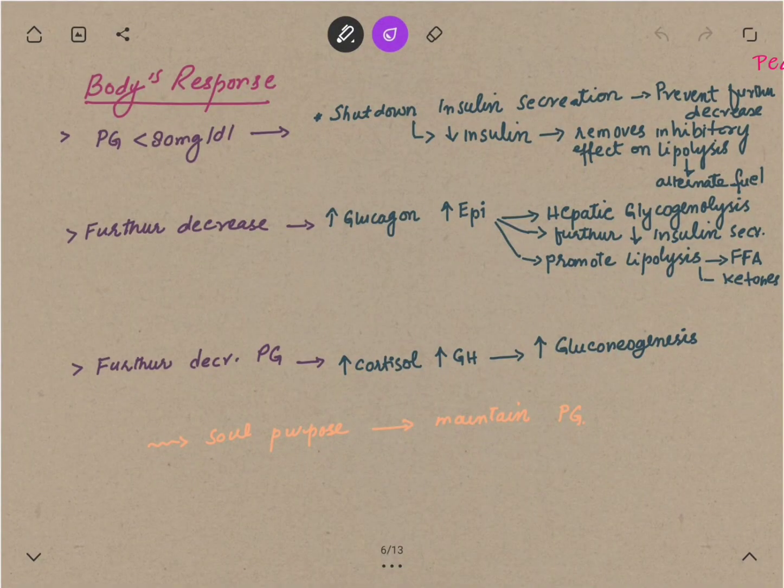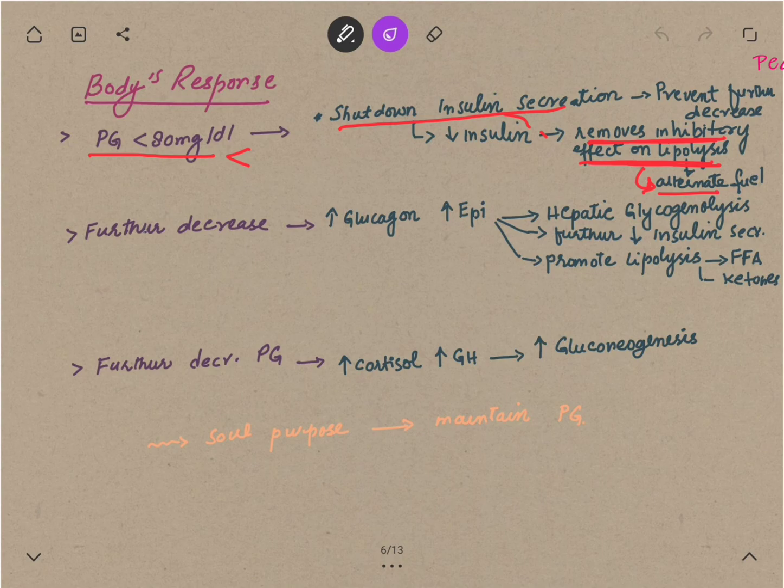Now, in a stepwise response, how does the body respond to hypoglycemia? First of all, when the plasma glucose level falls below 80 milligram per deciliter, the body shuts down insulin secretion. How does this affect things? Number one, it decreases glucose consumption. Number two, it removes the inhibitory effect on lipolysis. When insulin is low, the inhibitory effect on lipolysis is gone, so the body can shift to other fuels.